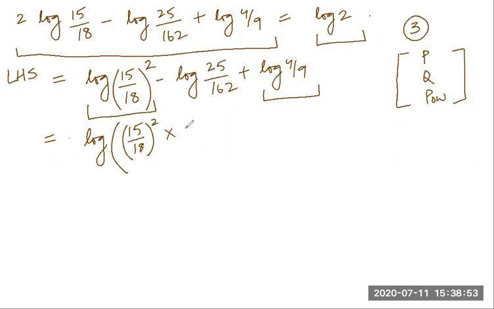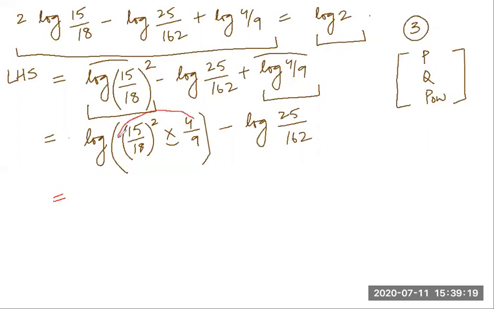What will come here? 15 by 18 square into, add this one and this one. Any student? So 4 by 9. Okay, then minus log of 25 by 162. Now next, students, you consider this as one number and this as the other number.